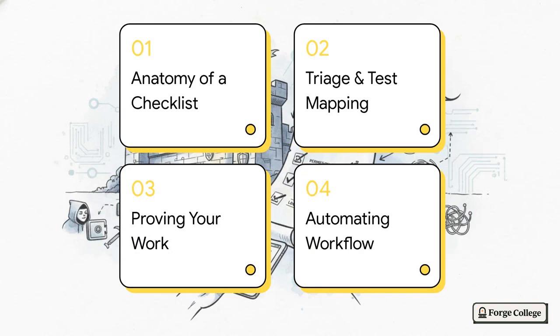So to stop relying on vibes and start relying on verifiable evidence, we're going to treat our audit process like a manufacturing assembly line, moving systematically through 4 distinct blueprint phases. First, anatomy of a checklist. Second, triage and test mapping. Third, proving your audit work. And finally, automating the workflow.